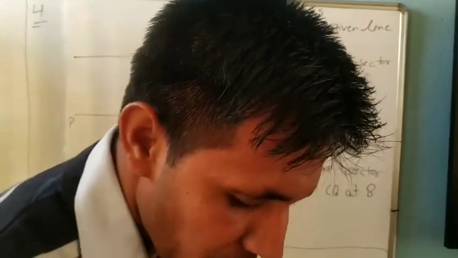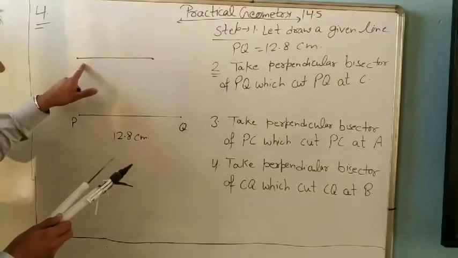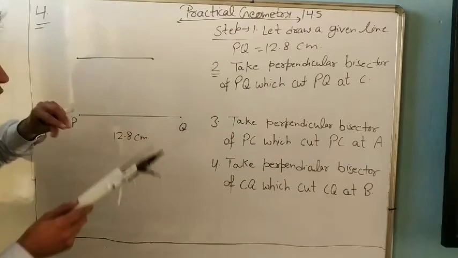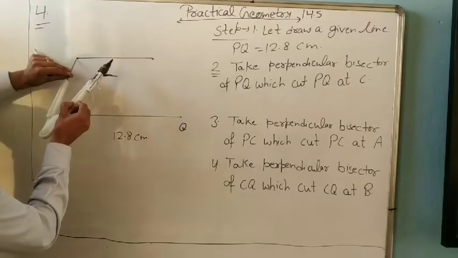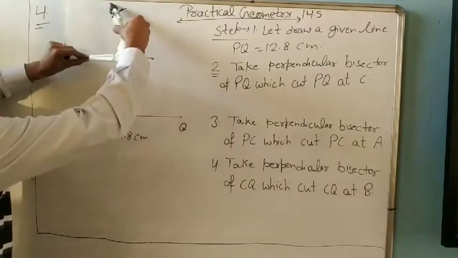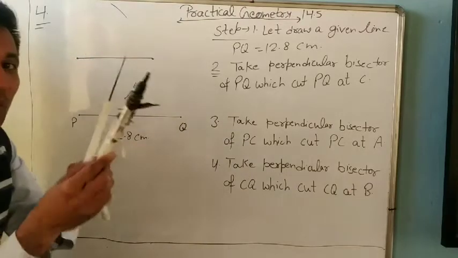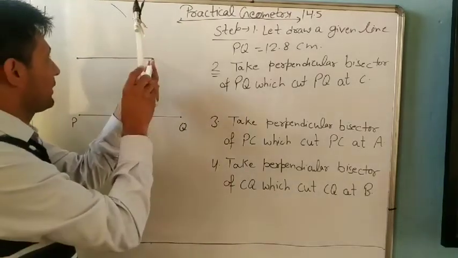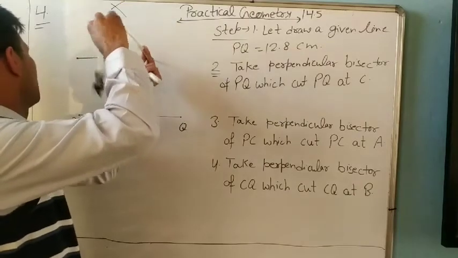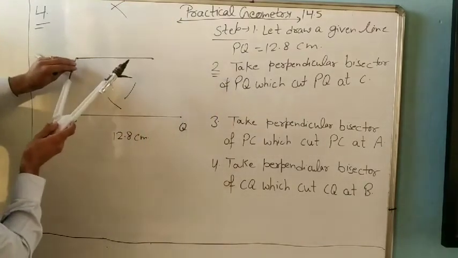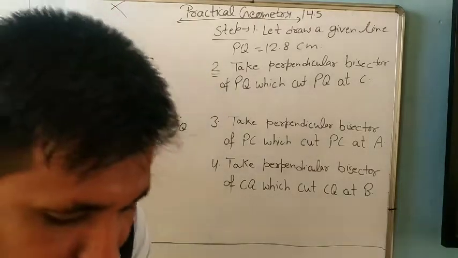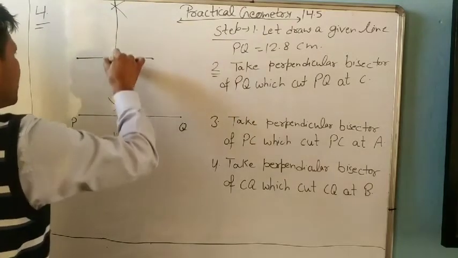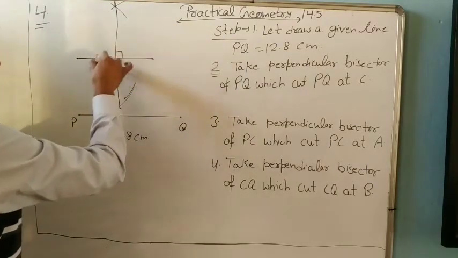Always by compass, of any line. We already finished many questions. What will we do if we want to take its perpendicular? Open the compass more than half. We open it more than half and draw the arc. Now, without changing the compass, put the pointer at the other end and draw another arc. Again you can put it like this, and we will join it by scale. So it is a perpendicular bisector.